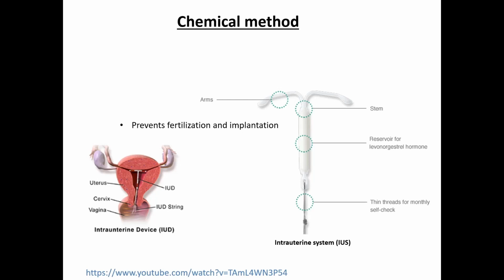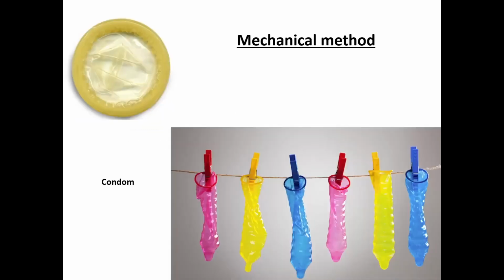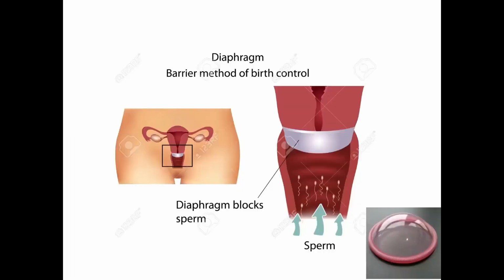And some people, they use contraceptive pills, okay, implant, or an injection. Another thing is this. Alright, so next one is mechanical method. So mechanical method, one of it is the condoms. Next one is the femidom. The third one is the diaphragm, a barrier method of birth control, and it blocks the sperm from entering the vagina.